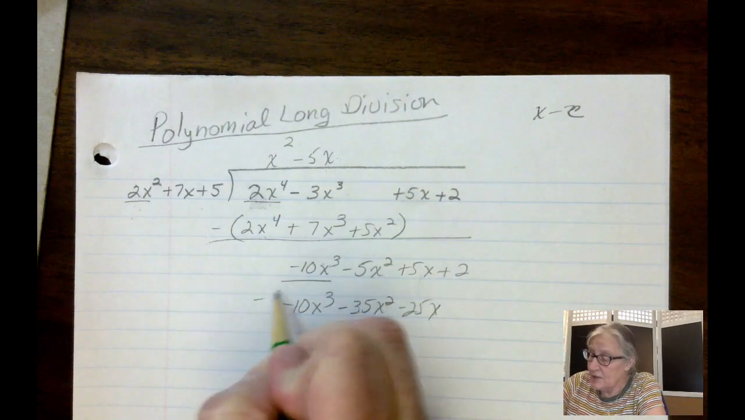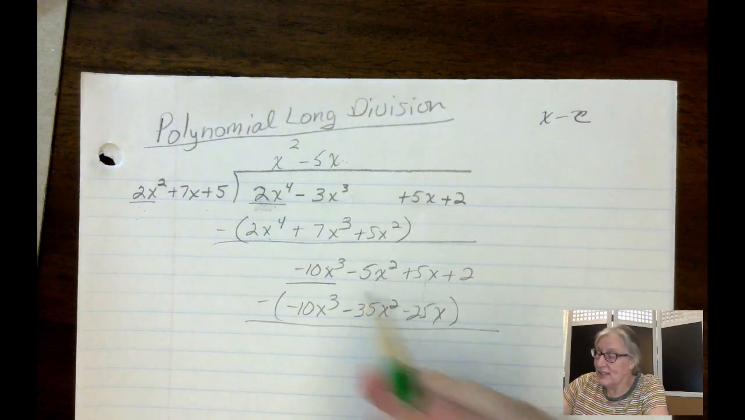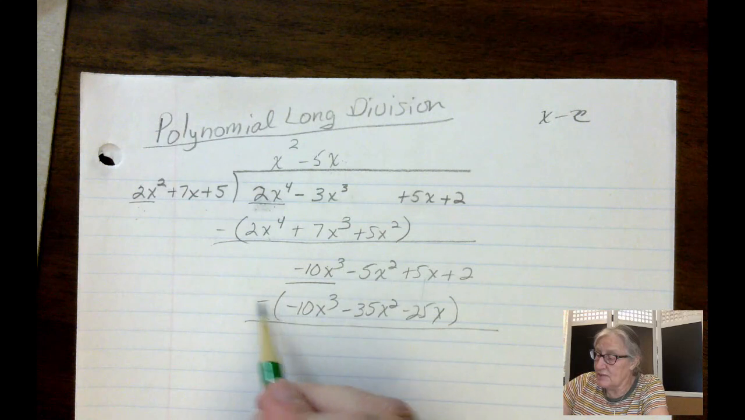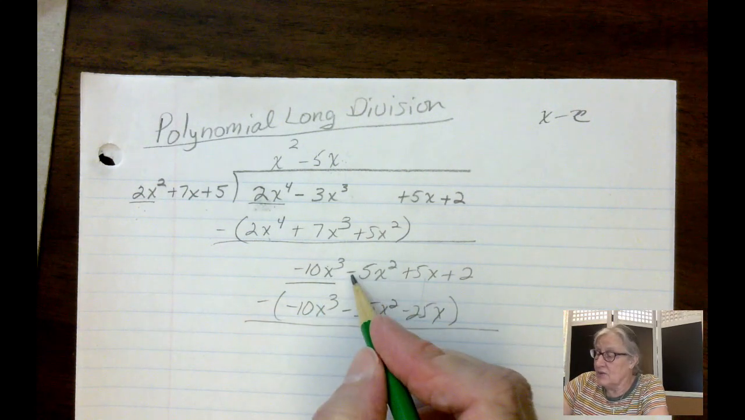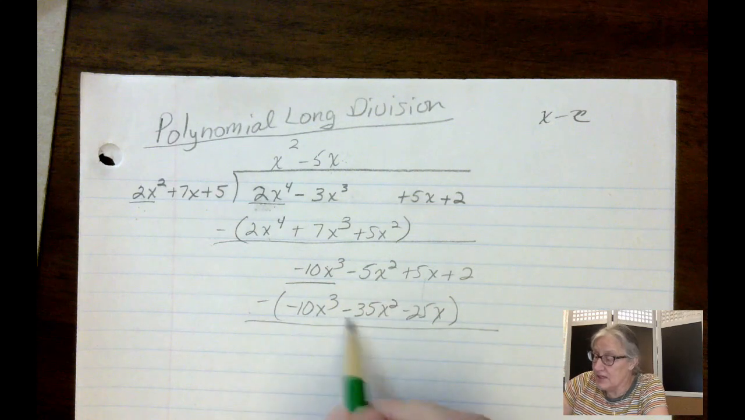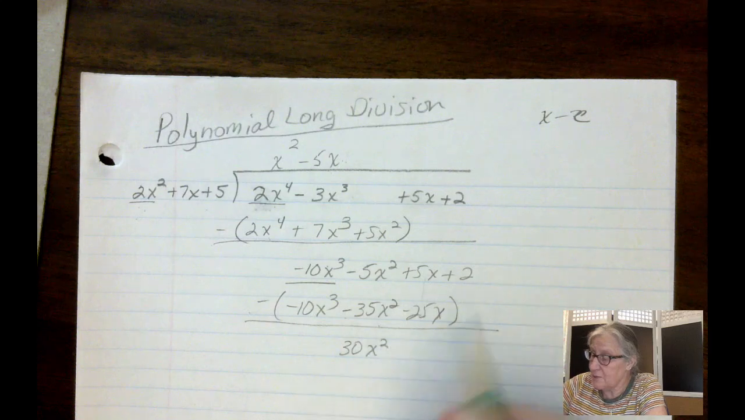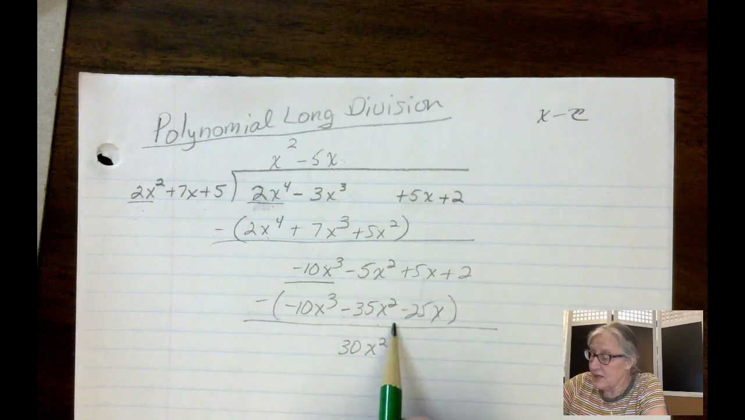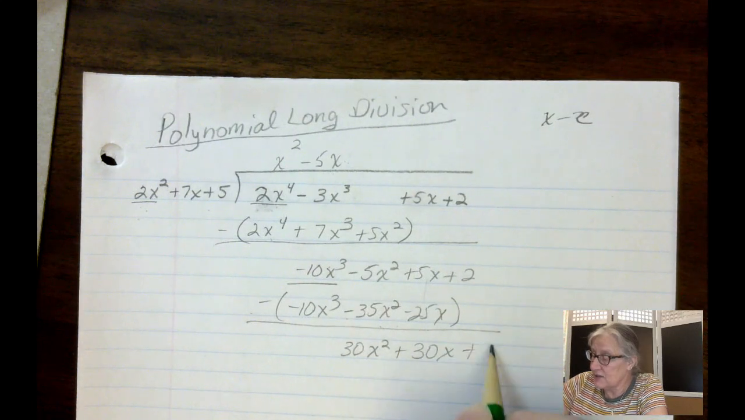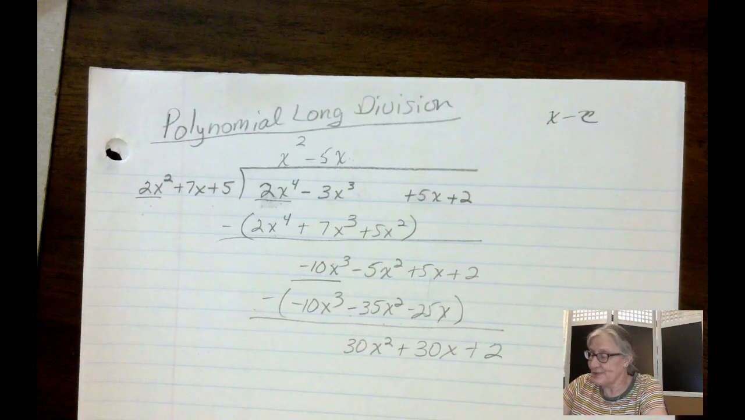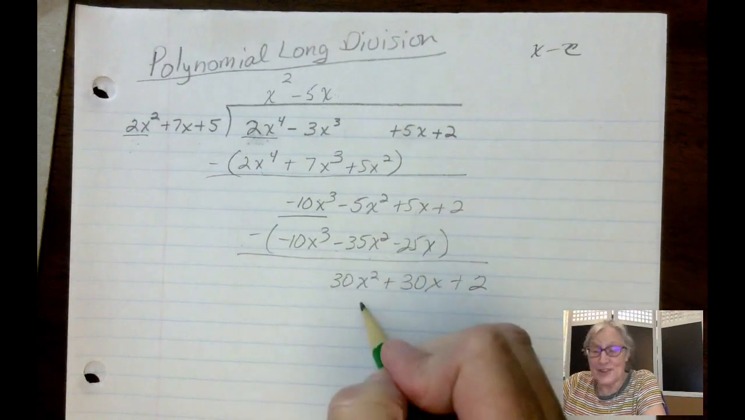Right? And we're going to subtract that row. So subtracting a negative 10x cubed, minus a minus is a plus, so it's plus 10x cubed, so that's going to cancel. We have a minus 5x squared plus 35x squared, so that is going to be 30x squared. 5x plus 25x is a plus 30x, and we bring down the plus 2.